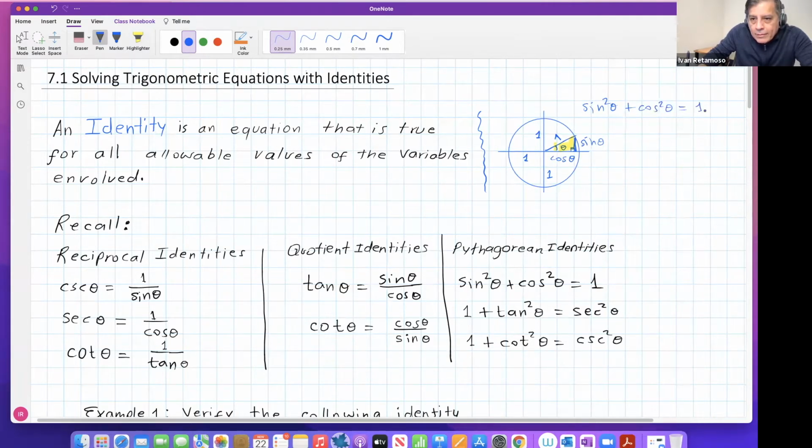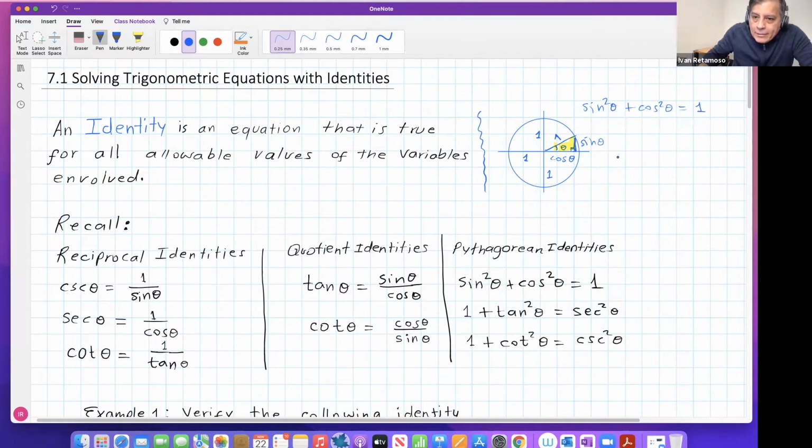True for any angle, any value of theta will satisfy this. Sine of theta squared plus cosine of theta squared equals 1, right? Since this equation is true for any value of theta, it is an identity. If you substitute theta with 30 degrees, it will hold. If you substitute theta with 12 degrees, it will hold. You can always verify that in your calculator. So this is what mathematicians call identities.